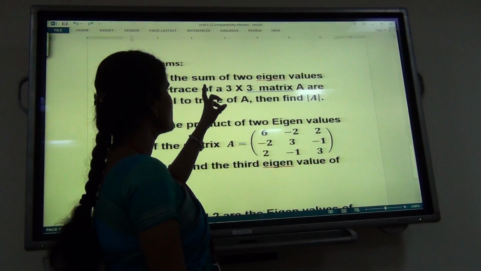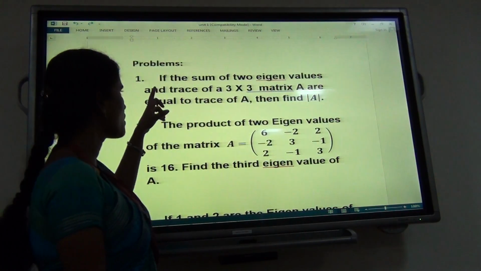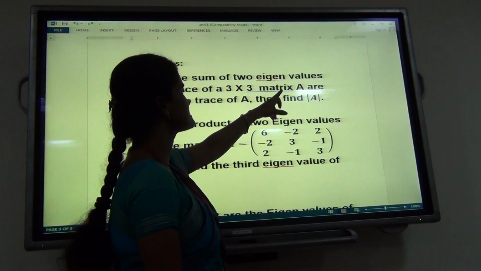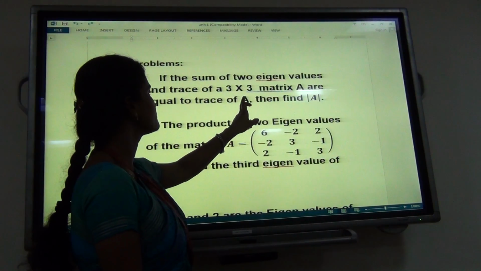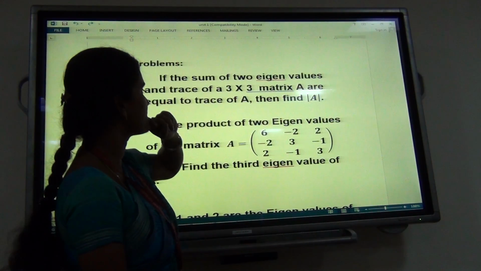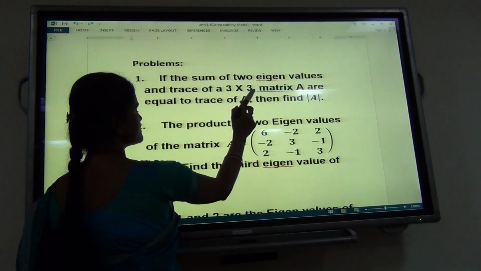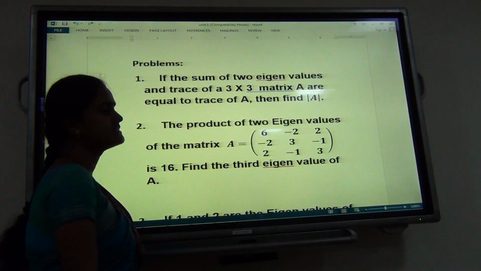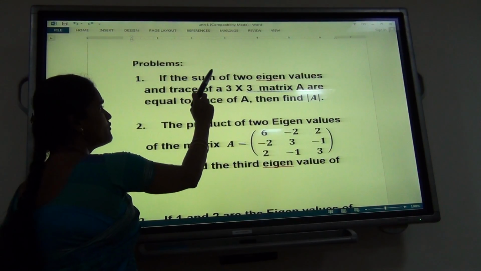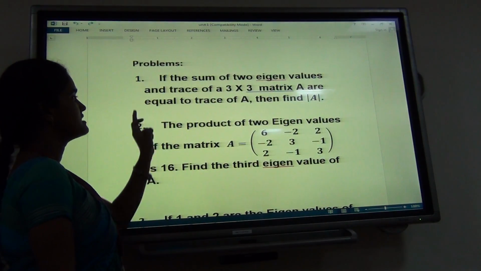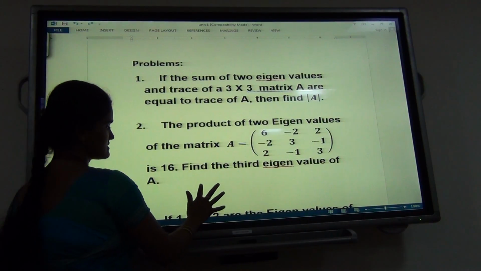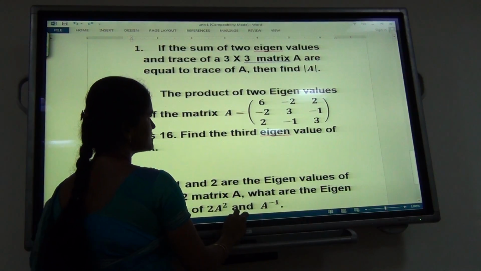If the sum of two eigenvalues of a 3 cross 3 matrix A is equal to the trace of A, then find the determinant of A. They say it is just that the sum of two eigenvalues and the trace of the 3 cross 3 matrix are equal. So let us write this. Using these two, we have to find the determinant of A.